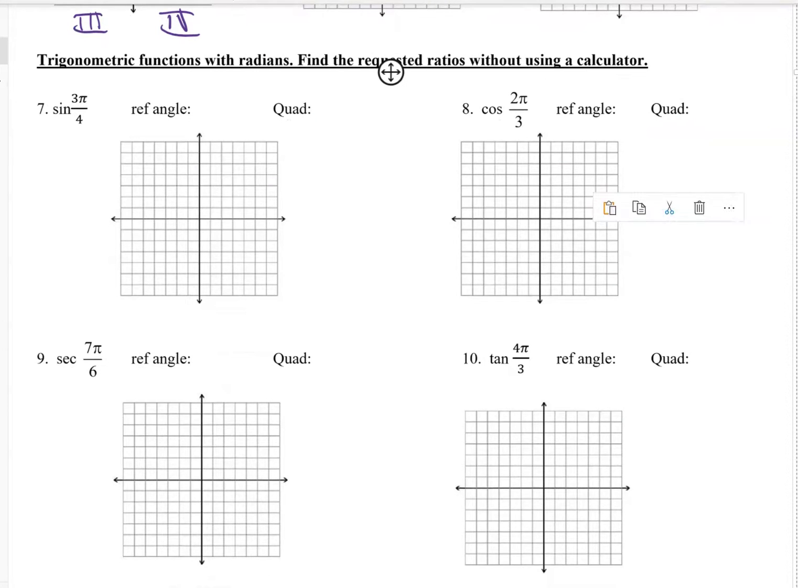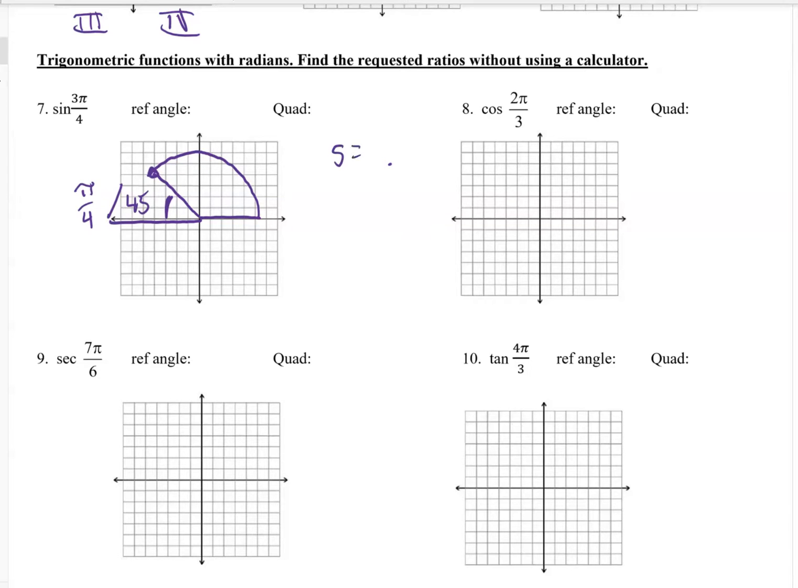Trigonometric functions with radians. Find the requested ratios without using a calculator. Sine 3 pi over 4. So we're going to go around pi over 2, 3 pi over 4. Now we have a reference angle to the x-axis. This is 45 degrees, or pi over 4. Sine, well, opposite over hypotenuse. So our opposite, y, is positive. Our hypotenuse is positive. So it becomes positive.